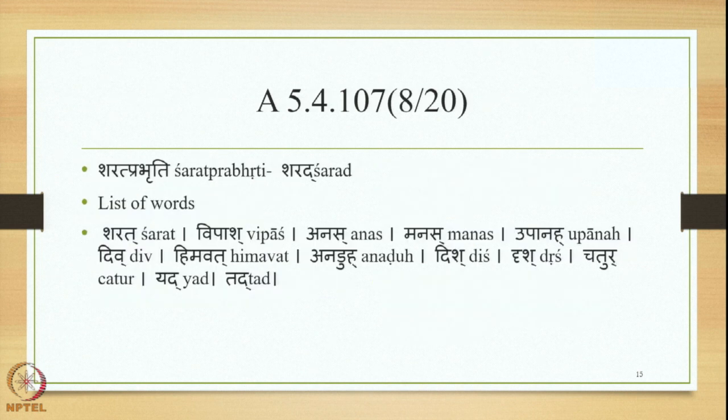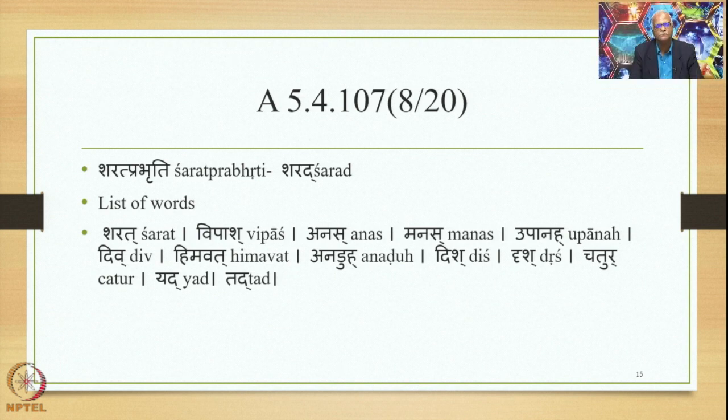So now let us see what is Sharat Prabhruti. The first word is Sharad, ending in t, and the list of words includes Sharad, Vipash, Anas, Manas, Anas and Manas ending in sa, Upanah ending in ha, Div ending in va, Himavat ending in ta, Anaduha ending in ha, Dish, Drish ending in sh, Chatur ending in ra, Yad and Tad. These are the words in this particular list which undergo this operation and get the samasanta suffix tach added to them.